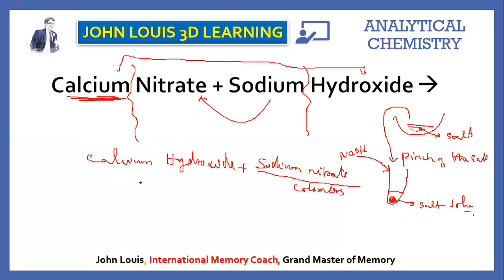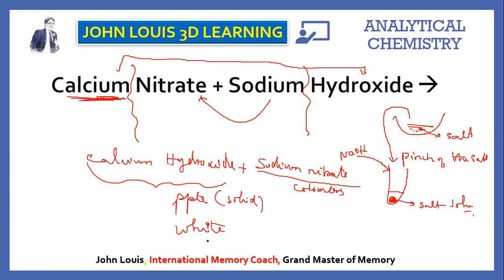But calcium hydroxide is a precipitate. So therefore, this will be a solid substance. And the color of calcium hydroxide is white. Is it clear?